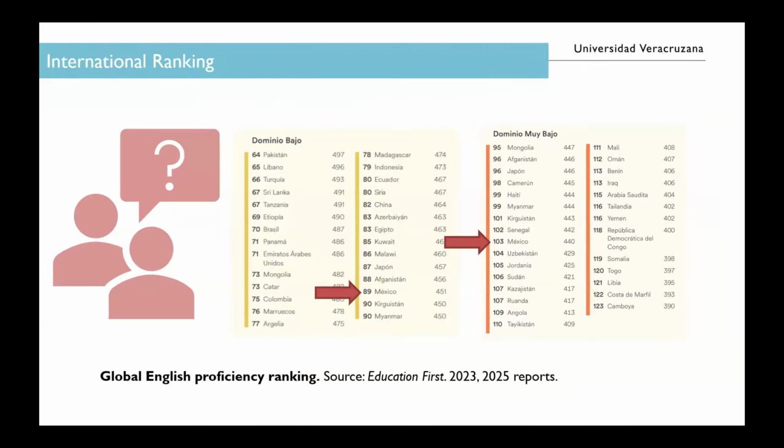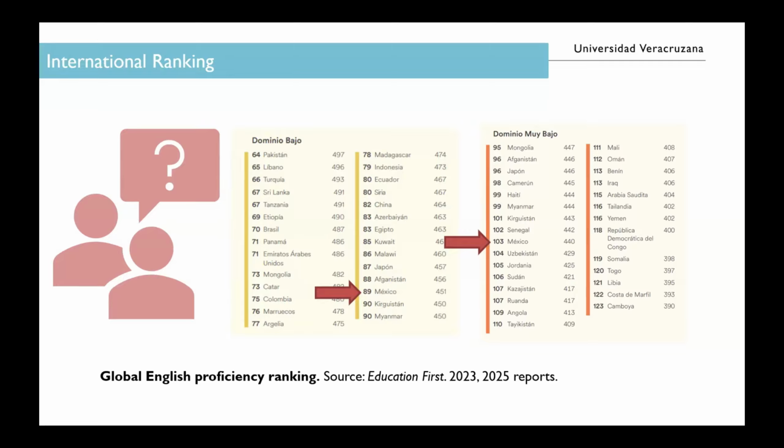Something important that created the interest to conduct this research has to do with the positioning that Mexico has in the international ranking area. We can see that worldwide in 2023, according to Education First, we were located at rank 89 in the low proficiency of English.